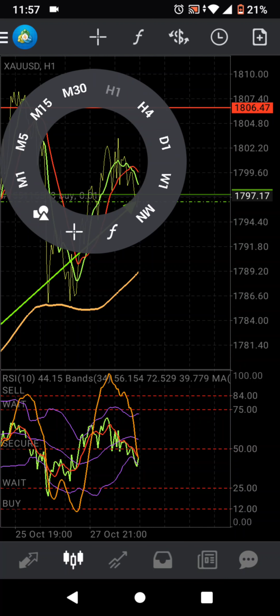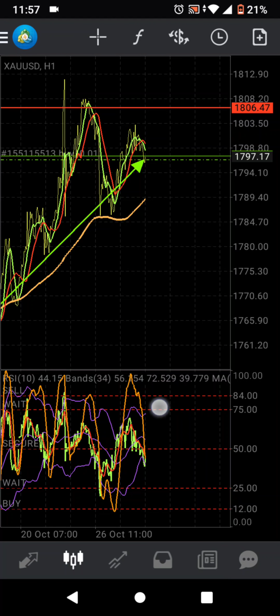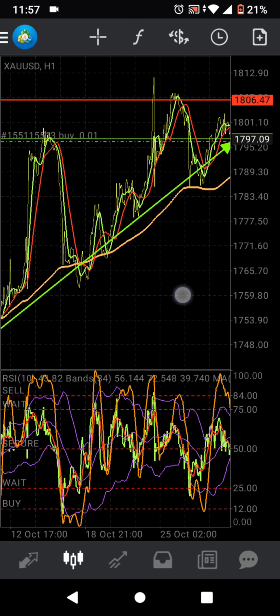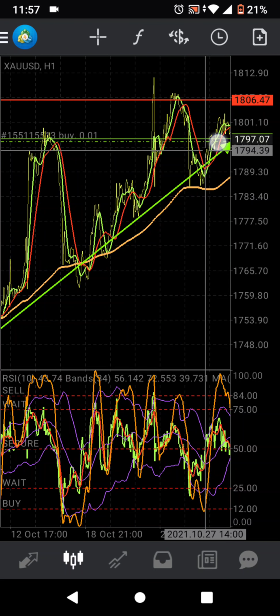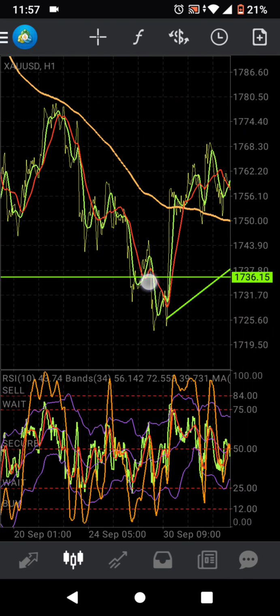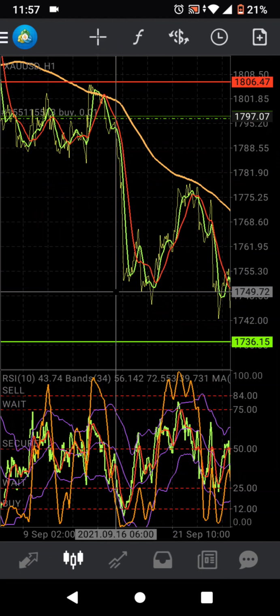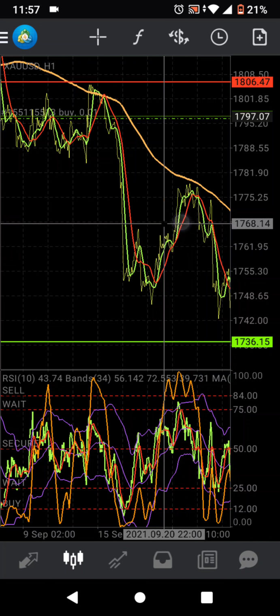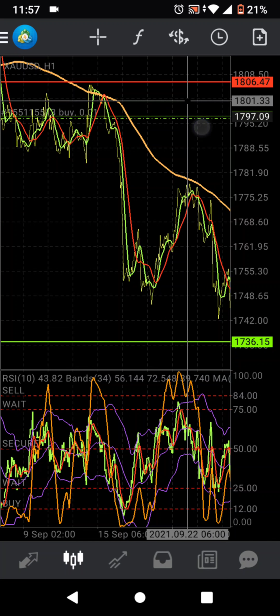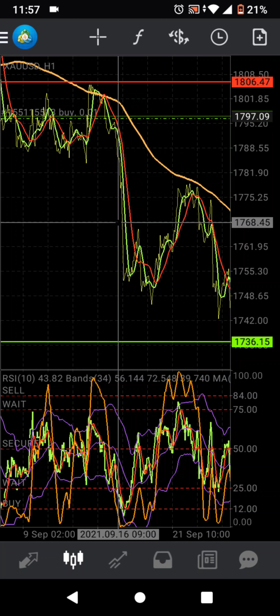Next trick is you want to only take trades in correspondence to the 200. We're on the 1 hour. Price is above the 200, so we should only be taking buy trades. Same thing over here. See, price is under the 200. We should only be taking sell trades. We shouldn't be taking buy trades under 200. We shouldn't be taking sell trades above 200. So that's trick number 2.